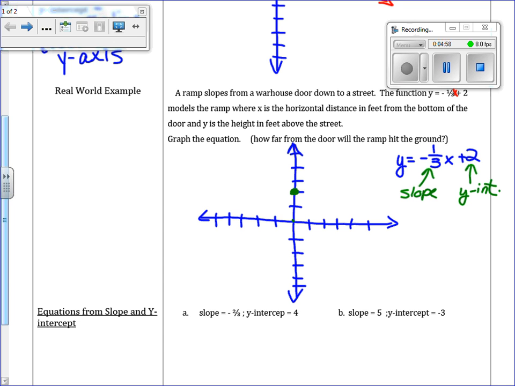So if I go down, -1/3 is my slope, I go down 1 over 1, 2, 3. Down 1 over 1, 2, 3. So here I have a point 3, 1, and this point was 0, 2. And my line would continue.